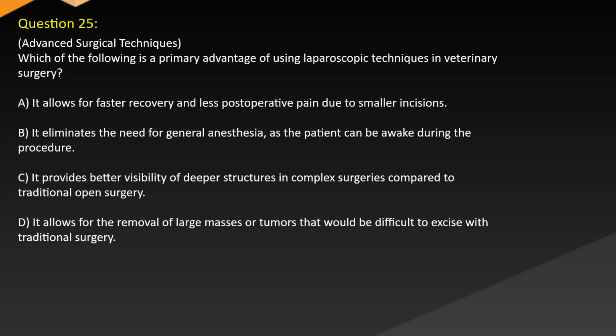Question 25. Advanced surgical techniques. Which of the following is a primary advantage of using laparoscopic techniques in veterinary surgery? A. It allows for faster recovery and less postoperative pain due to smaller incisions. B. It eliminates the need for general anesthesia as the patient can be awake during the procedure. C. It provides better visibility of deeper structures in complex surgeries compared to traditional open surgery. D. It allows for the removal of large masses or tumors that would be difficult to excise with traditional surgery.